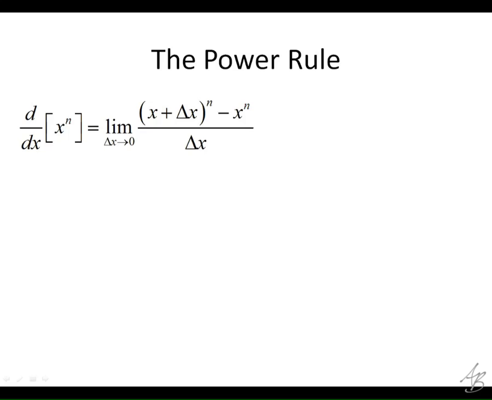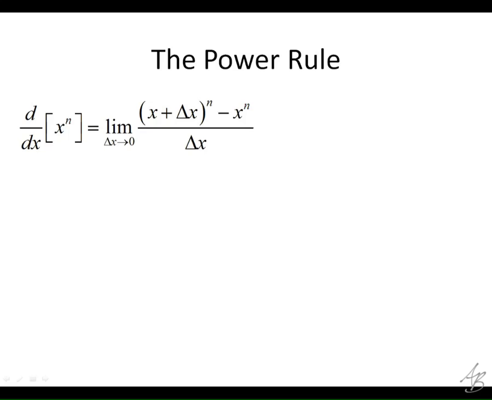So if we wanted to take the derivative of x to the n, and keep in mind, in this case, n is going to be a number, like x squared, or x to the 9th power, or x to the 427th power, whatever you want n to be, this is what the limit definition of that derivative would look like. We would want to evaluate the limit as delta x approaches 0 of x plus delta x to the nth power minus x to the nth power, divided by delta x. And so the trick here is being able to expand this binomial. You guys remember how to do that?